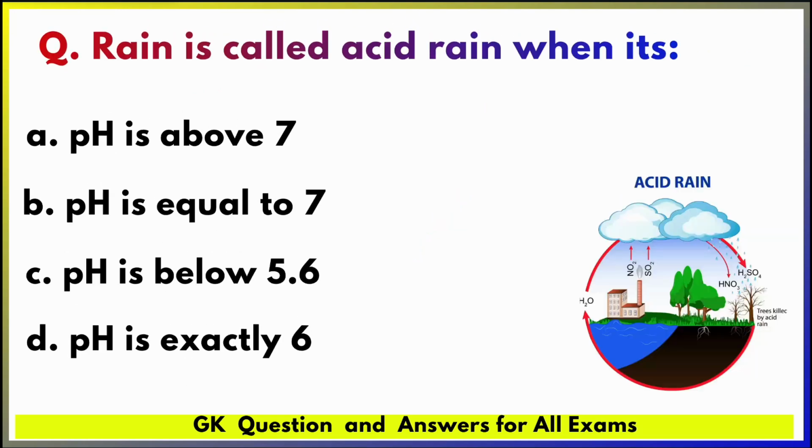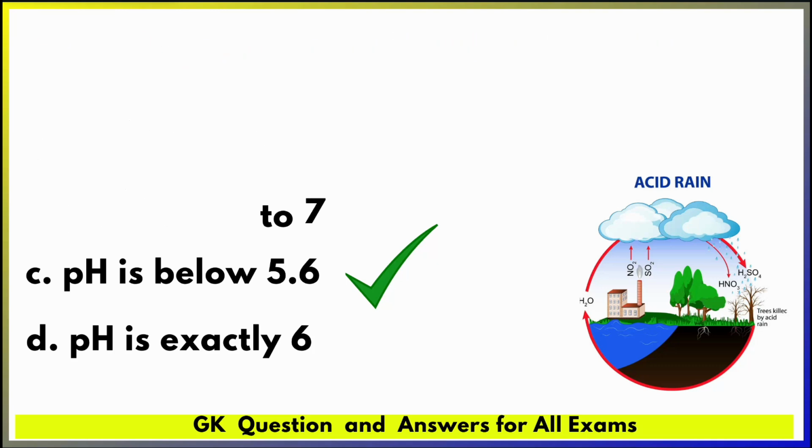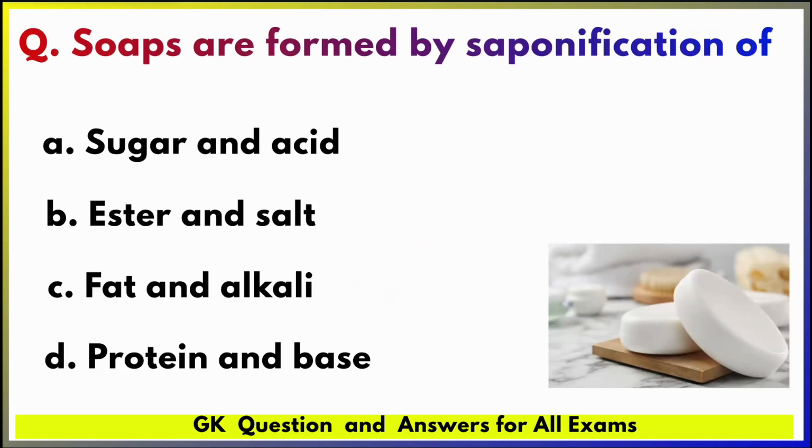Rain is called acid rain when it's. Right answer is pH is below 5.6. Soaps are formed by saponification of. Right answer is fat and alkali.